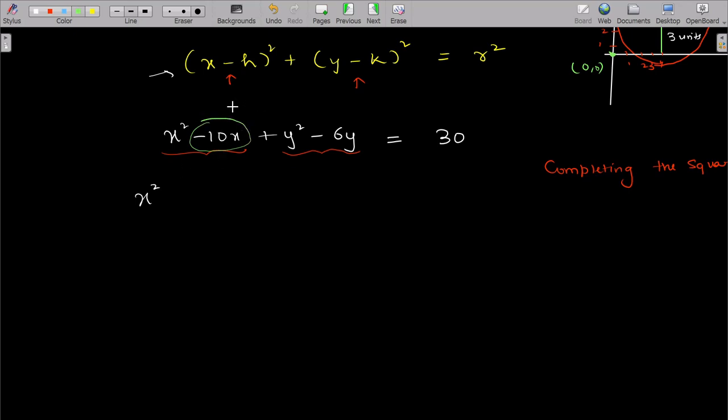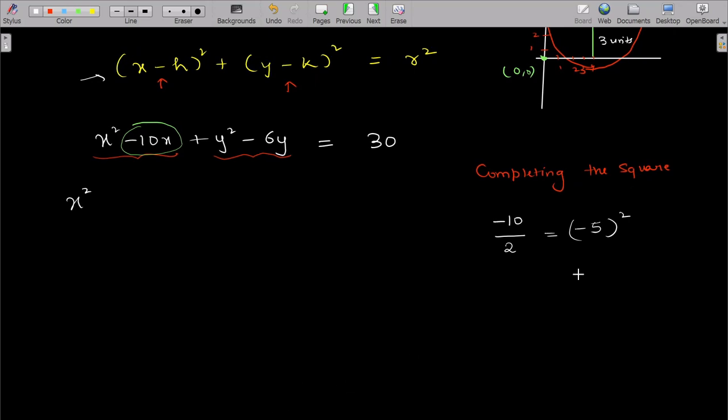Negative 10. So what you do is you take this negative 10 and you divide it by 2. So you get negative 5. Then next step, you take its square. What do you get? 25. So now what you will do is you will add and subtract this 25 here. I'm writing minus 10x. After that, you add a 25 and you subtract this 25. You will understand why we are doing this, why I'm adding and subtracting 25, in the next step.